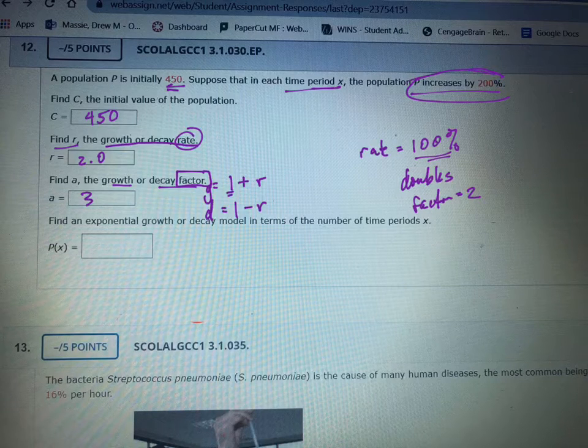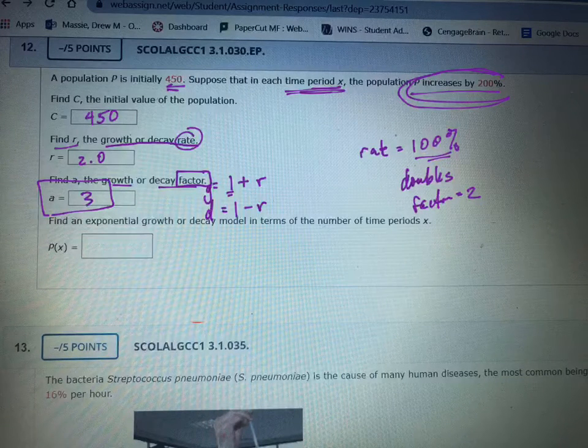So if it says it increases by 200% every X time period, that means that it triples every X years. And that's why our growth factor is actually 3, not 2. So it's a little bit tricky to think through that sometimes. So it says find an exponential growth or decay model in terms of the number of time periods X.